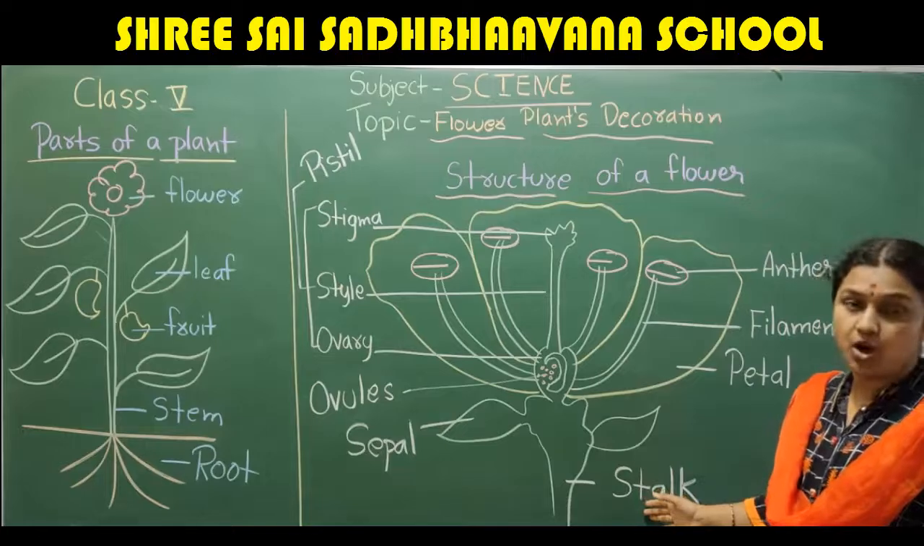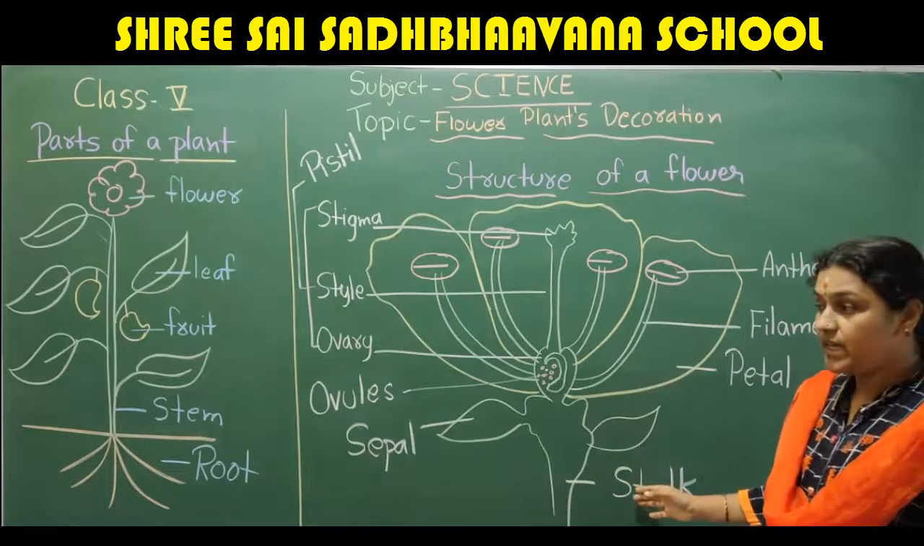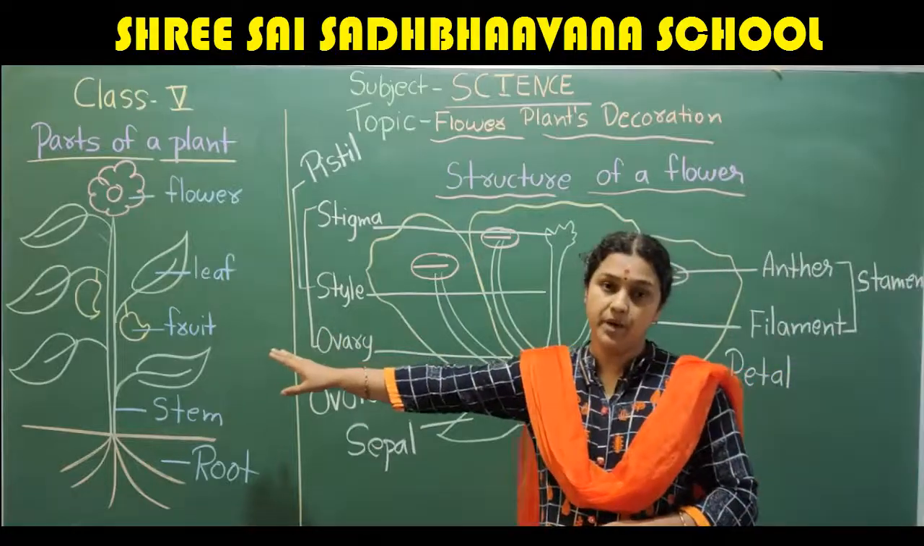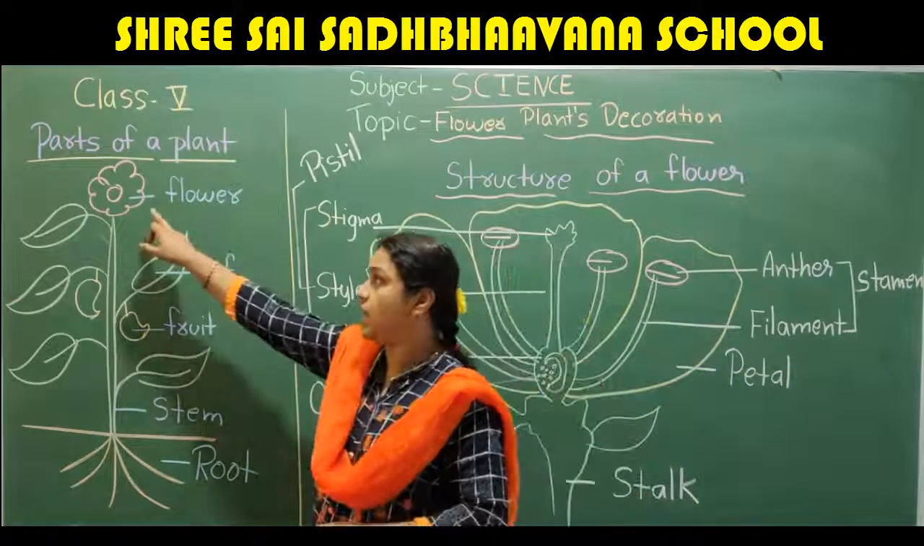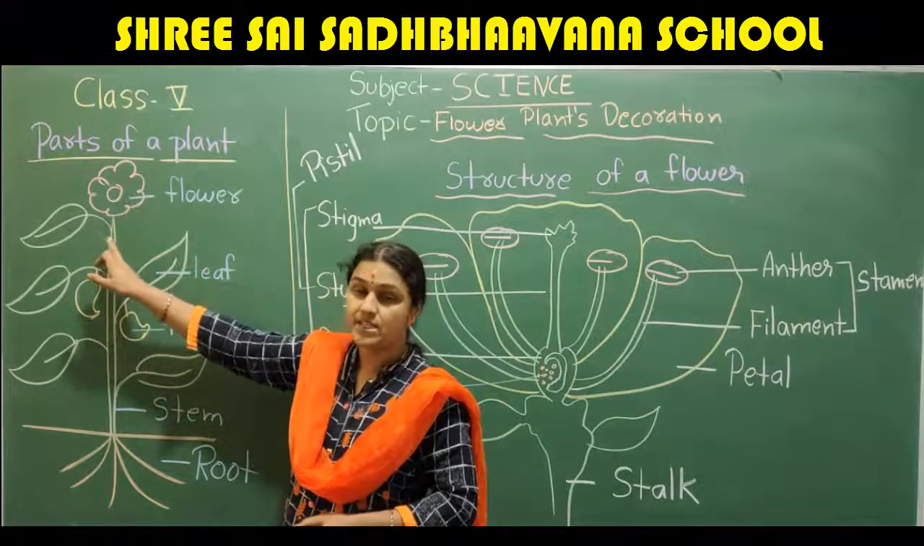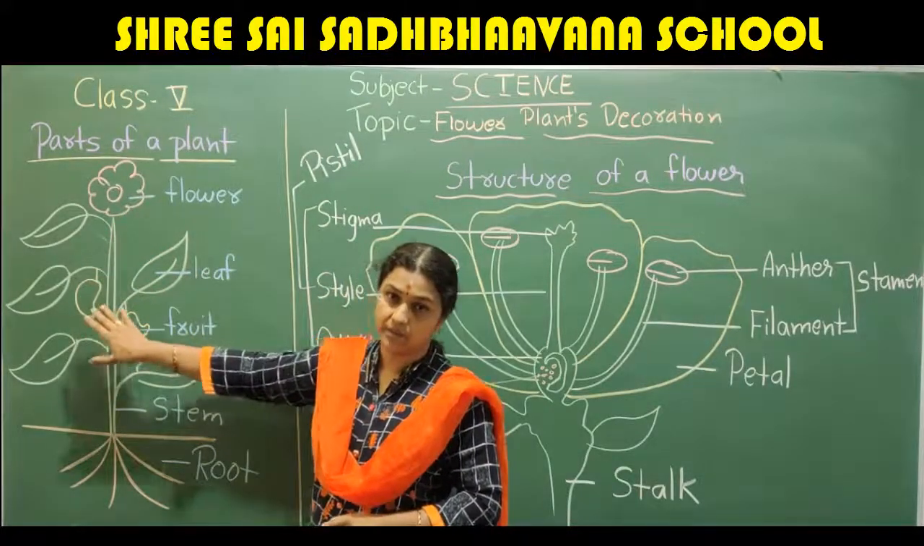Starting, we have the stalk. The stalk is the one that would connect the flower to a plant. You can see the flower here, it would be connected like this. The stalk connects the flower to the plant.